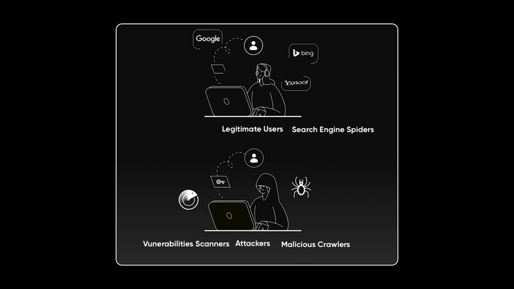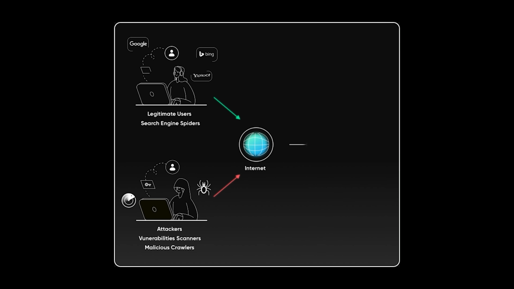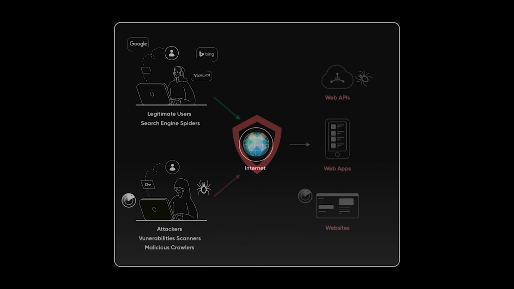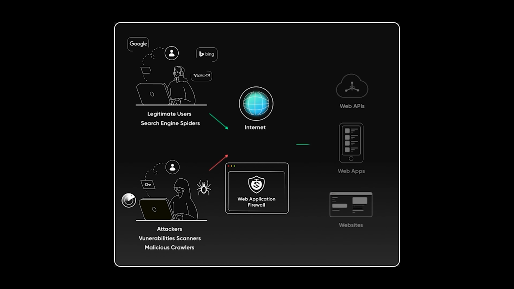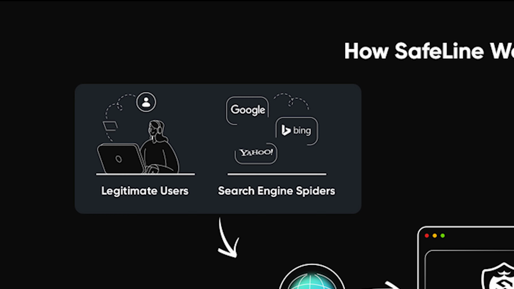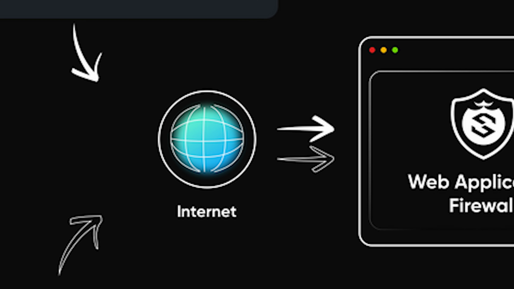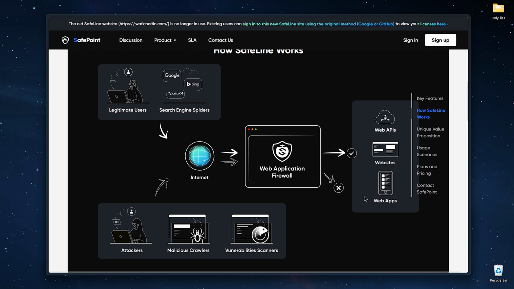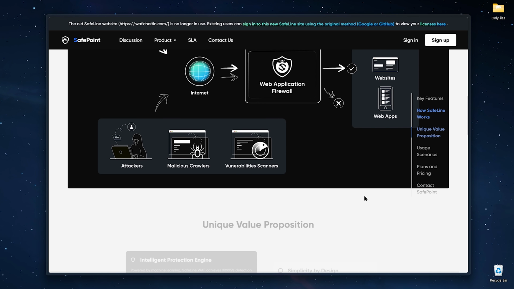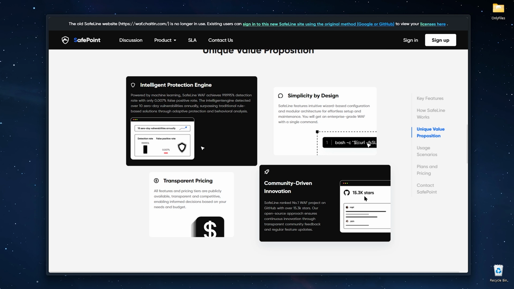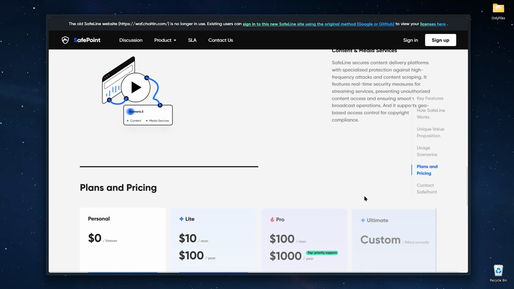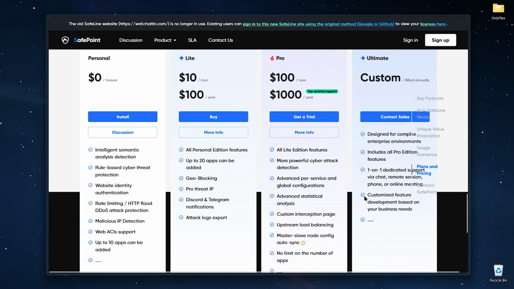So here's a short review of how a WAF works. Every request coming from real users or search engines passes through the internet and reaches the Web Application Firewall. Safeline checks each request. Good traffic is allowed to your website, web apps, or APIs, while bad actors like attackers, bots, and vulnerability scanners get blocked. This keeps your site fast, secure, and protected 24/7.